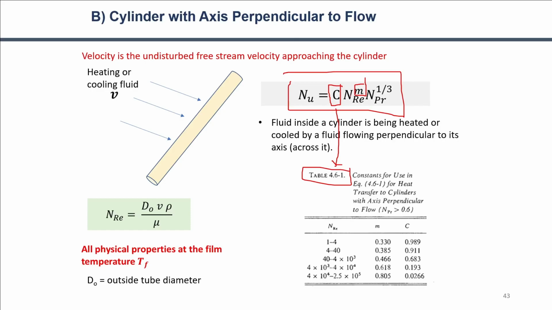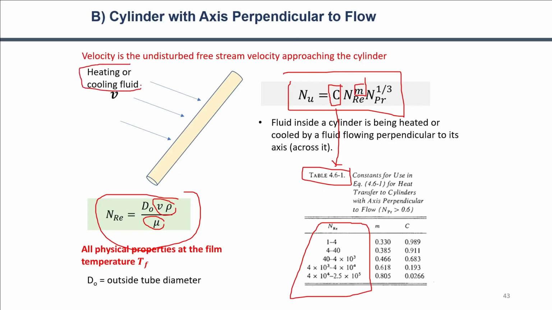Since C and M depend on the Reynolds number, you can determine the Reynolds number for the cylinder using this formula, where Reynolds number is equal to D_O, the outside tube diameter, multiplied by the velocity of the fluid, multiplied by the density of the fluid, all of which is the heating fluid, and divided by the mu of the fluid, either heating or cooling, depending on the application.